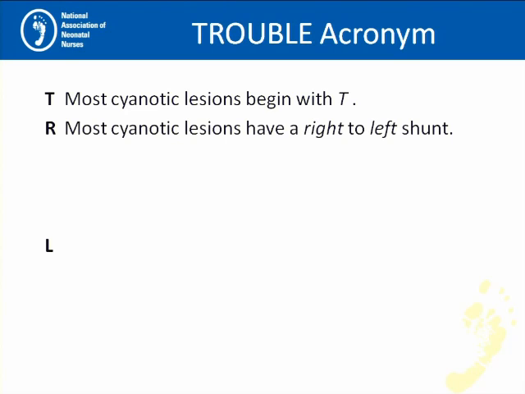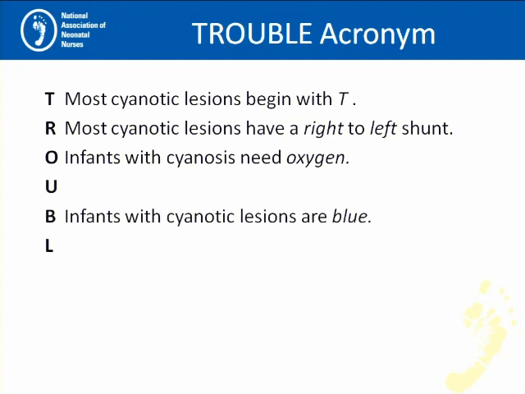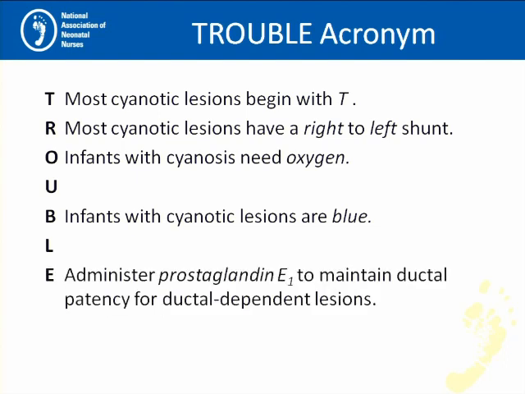R to L. Most cyanotic lesions have a right to left shunt. O. Cyanotic heart lesions will need oxygen. B. Bluish pallor indicates cyanosis. E. Cyanotic lesions may need prostaglandin E1 to maintain ductal patency.